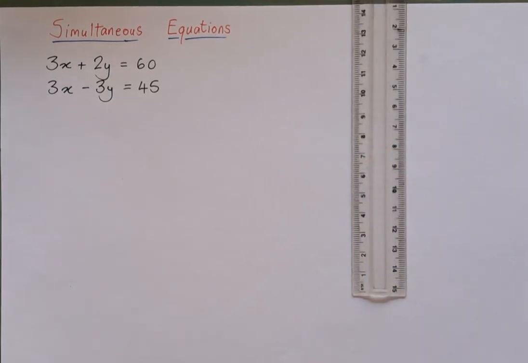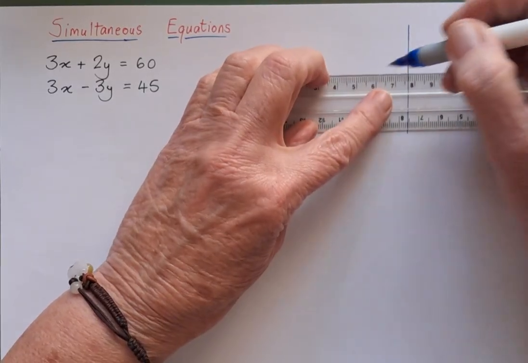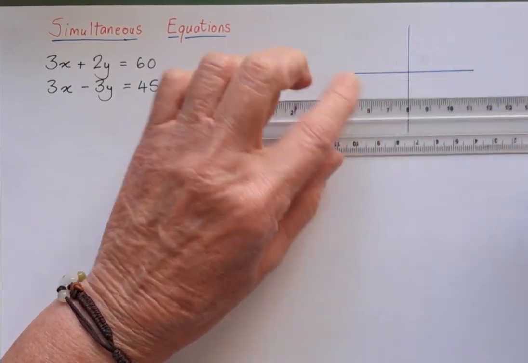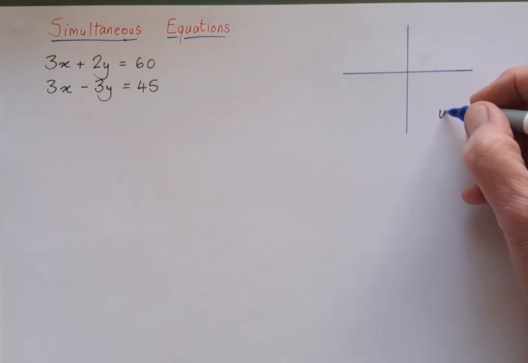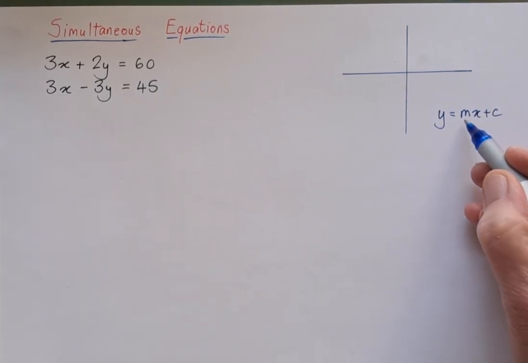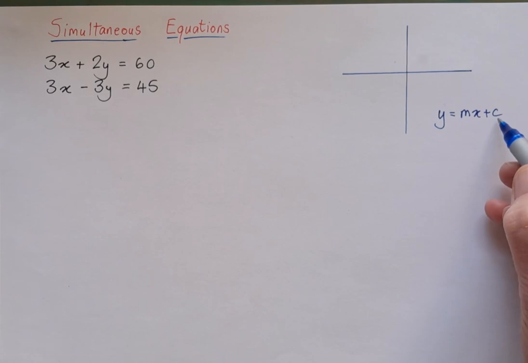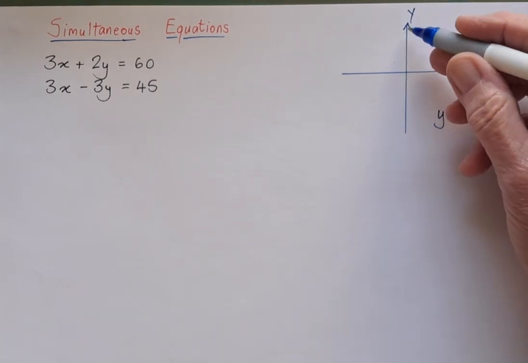So if we think of a Cartesian plane, and we were drawing this Cartesian plane in order to plot some linear graphs, in other words straight line graphs, we would first of all need to get our equations into the general form, which is y equals mx plus c, where m is the gradient or the slope of the line, and c is the cut on the y-axis. So where's the line cutting this axis?